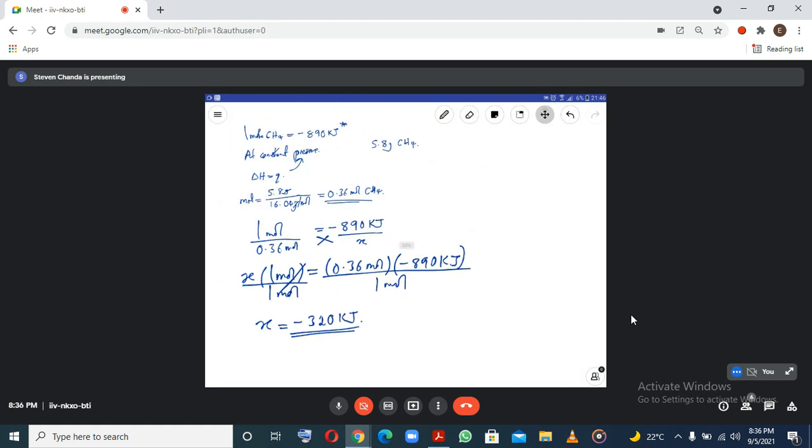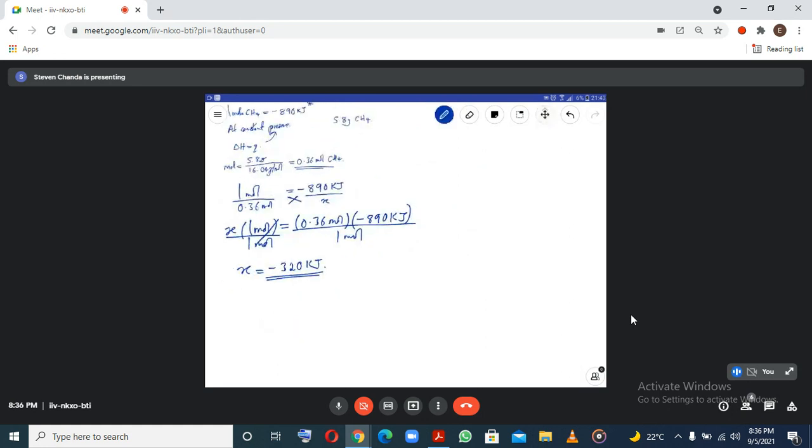So now what we found is the heat, but of course we know that at constant pressure the heat is equal to what? To the enthalpy change. Therefore, the enthalpy change is that. So that's basically how you do this question.